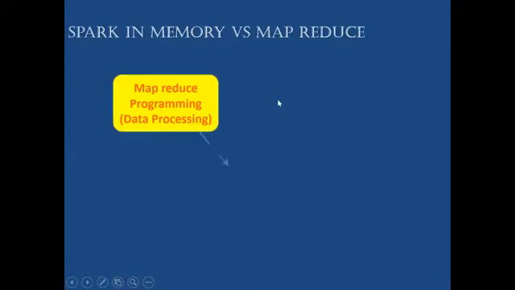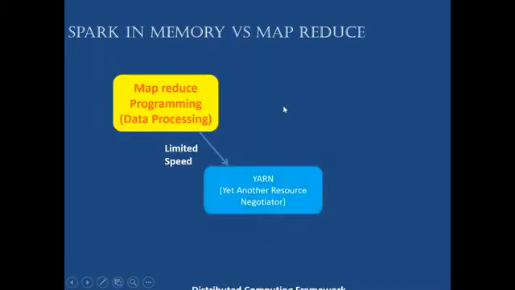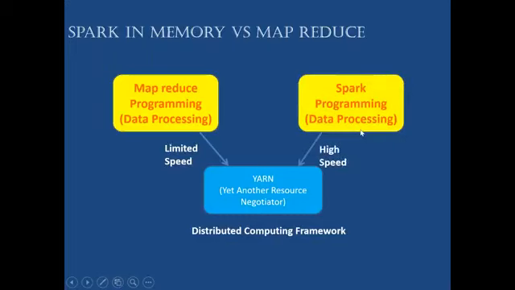Spark in memory versus MapReduce. You can see MapReduce has limited speed. It is a distributed computing framework, but Spark is high speed. Why? Because Spark uses in-memory processing. MapReduce will not use in-memory, so that's why, with respect to speed, MapReduce has a limited speed, but Spark has a high speed.